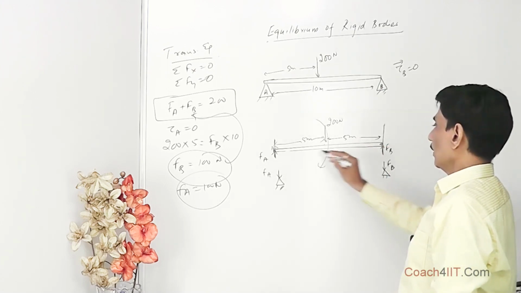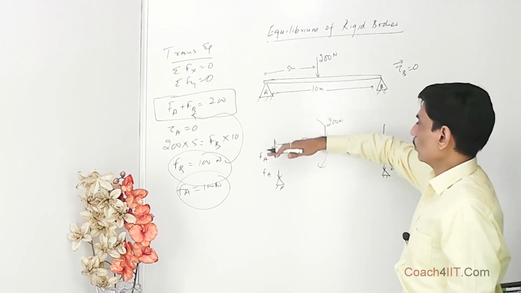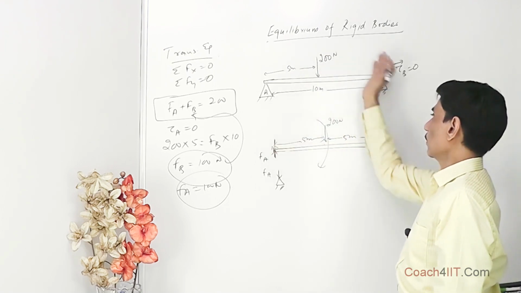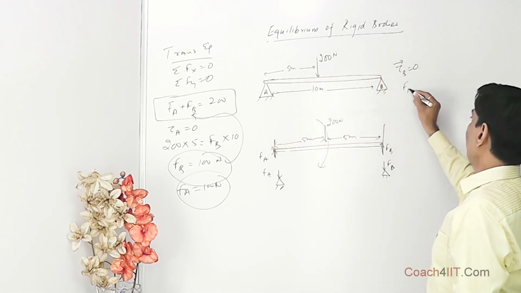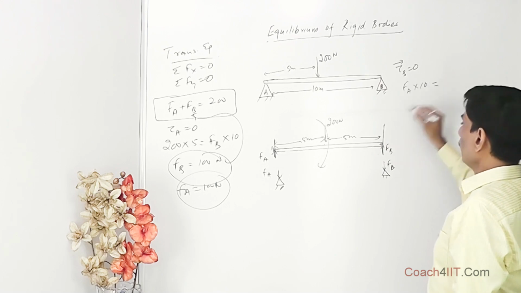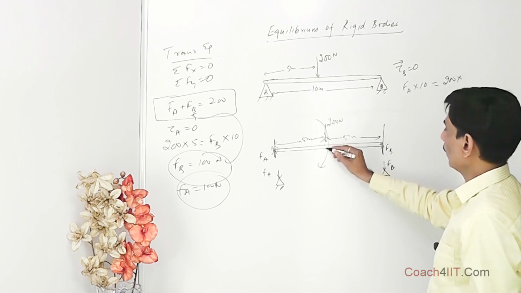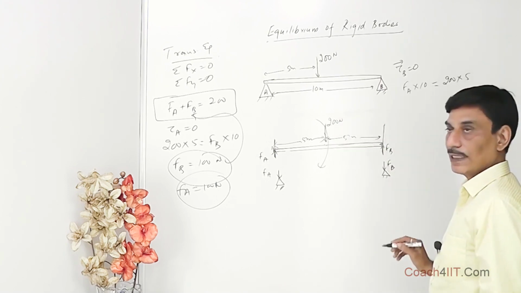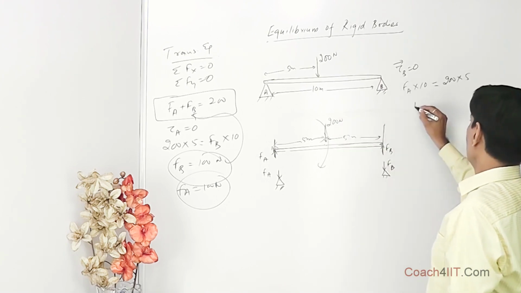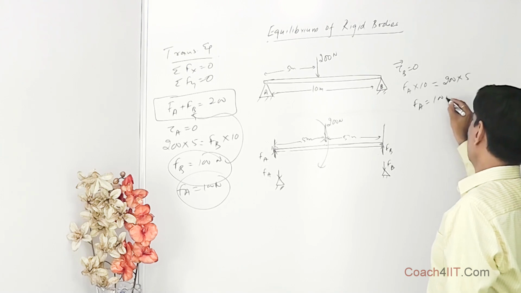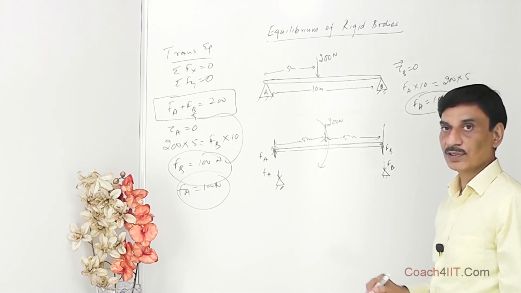So over here, when we talk about the clockwise moments, which are trying to rotate it in the clockwise direction, it is FA into 10 should be equal to, this is 200 into 5, right? So once again, FA comes out to be 100 Newton. We get the same answer.